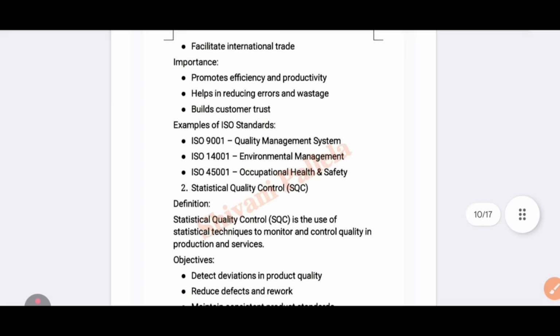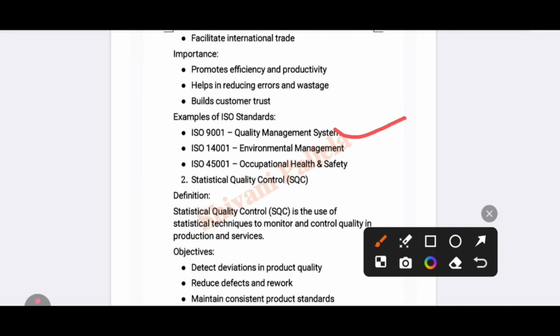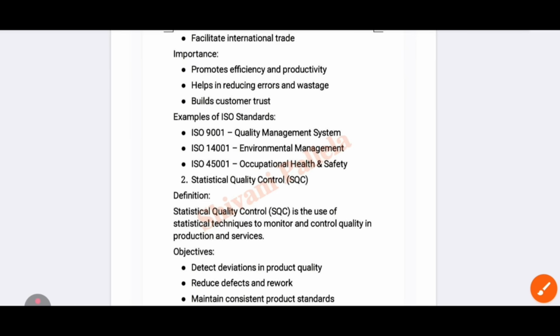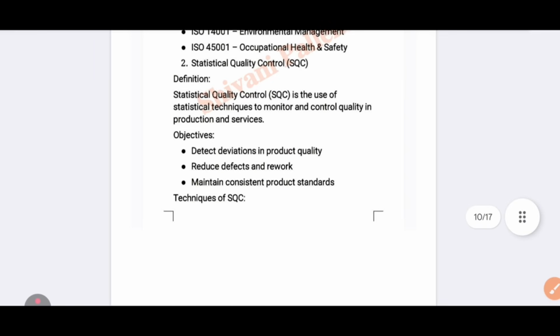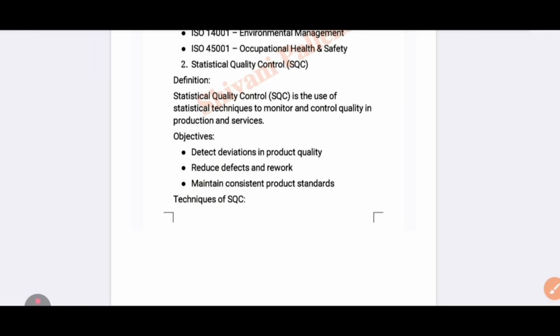There are a few laws and standards. ISO 9001 is quality management system. ISO 14001 is environmental management. ISO 45001 is occupational health and safety, meaning safe working conditions. Okay, next one, SQC, that is statistical quality control. It is a technique which we can use to control the quality of production and services.